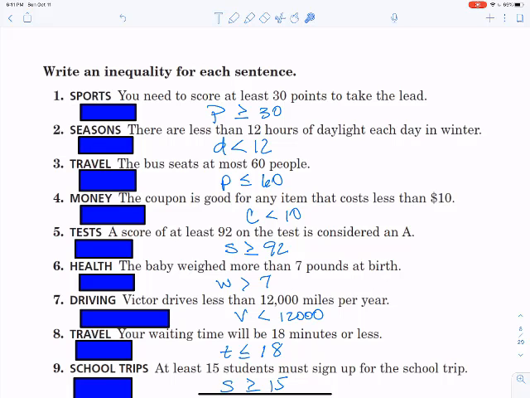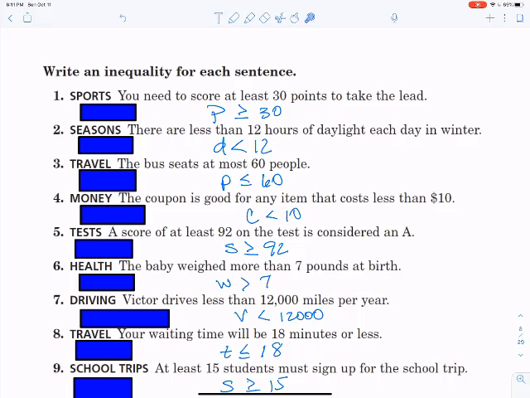And then number 9, at least 15 students must sign up for the school trip. So 15 becomes our minimum. So it says at least 15. So at least means that it can be 15 or it can be more than 15. So S is for student, and that's greater than or equal to 15. Okay, so those are the answers to the reading and writing section.